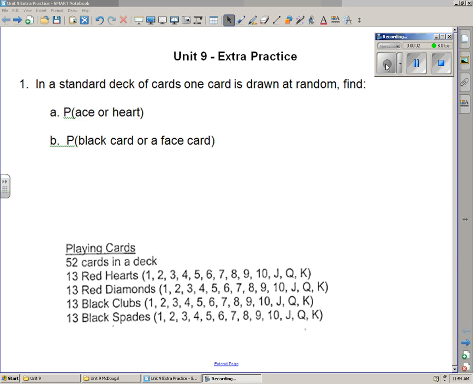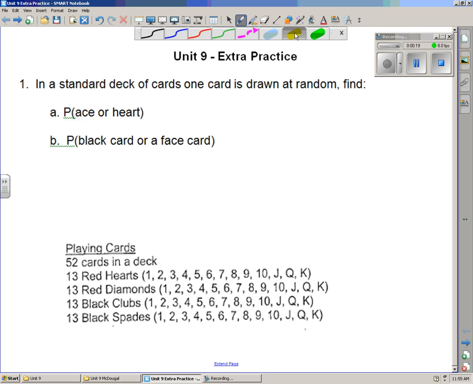All right, so we're going to do the extra practice review for tonight. So here is, in a standard deck of cards, one card is drawn at random. You want to find the probability that you're going to get an ace or a heart. So you can pull out your old card chart, which is what I have down here. In terms of aces, I've got 1, 2, 3, 4 of them. In terms of hearts, I happen to have 13 of them.